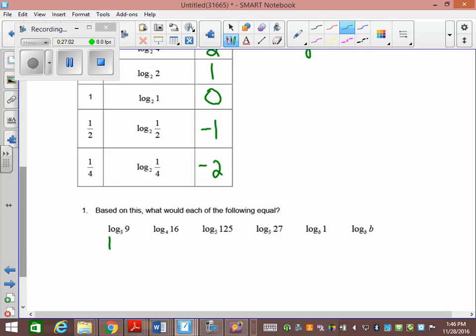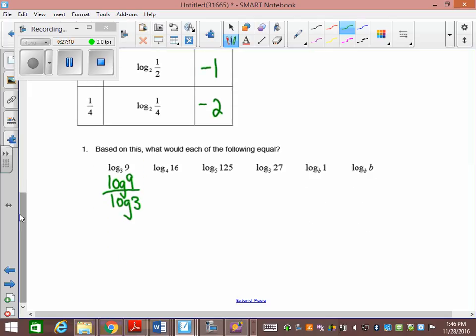So, based on that, what's log this? Well, I could go into my calculator, log 9 divided by log 3. Or I can say 3 to the what is 9? 3 squared, right? So it's just equals 2. 4 to the power of what is 16? 2. 5 to the power of what is 125? 5 cubed is 125. 3 to the power of what is 27? 3 cubed is 27. So my answer would be 3.